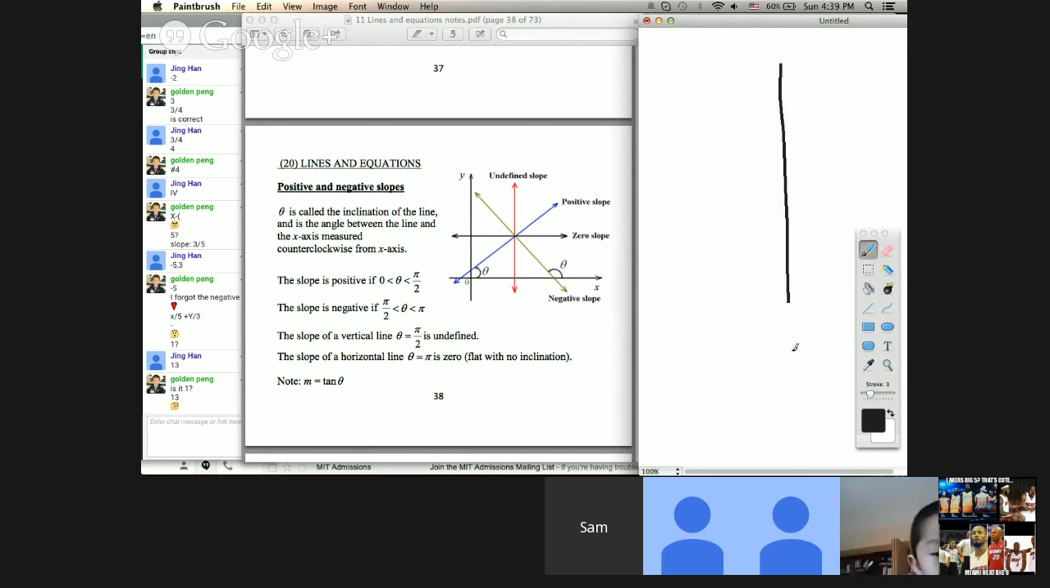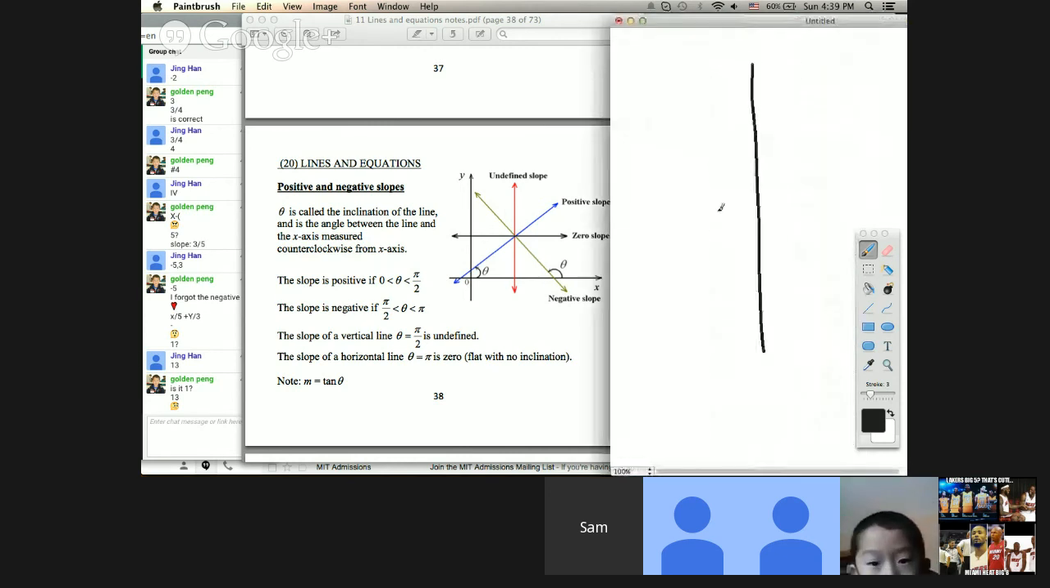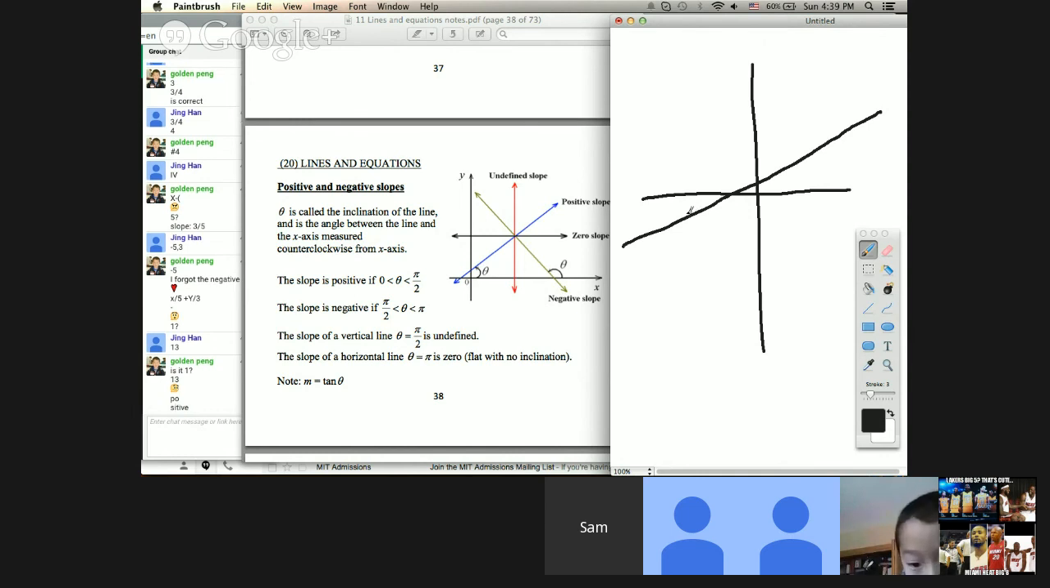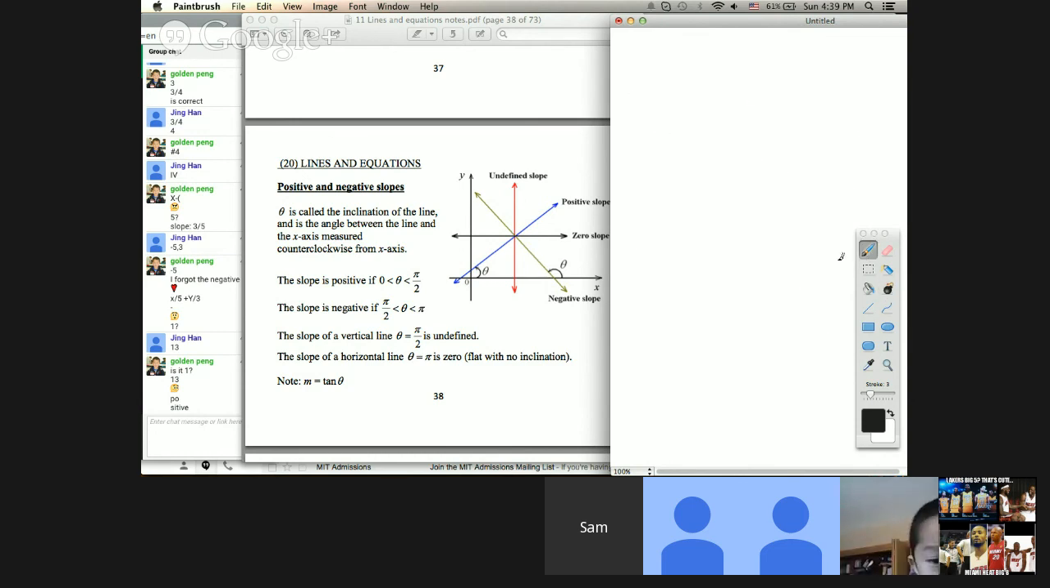So for example, if I were to draw, so this is my coordinate plane. If I were to draw this point right here, does it have a positive or a negative slope? Right, okay. So it has a positive slope, right? And if you drew it like that, that's a negative slope.